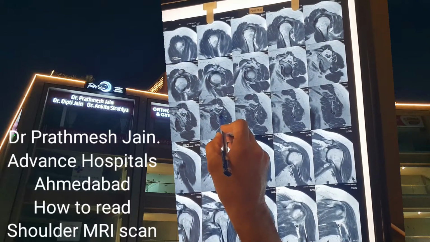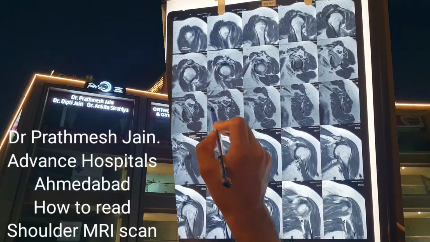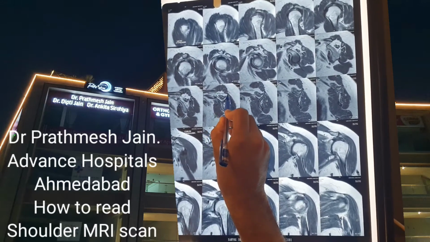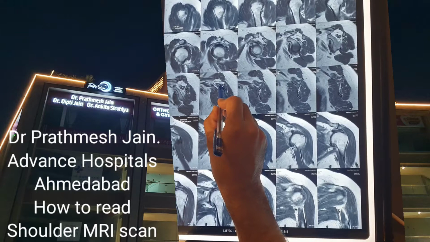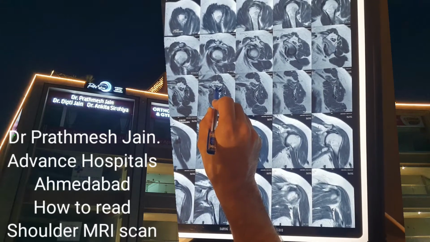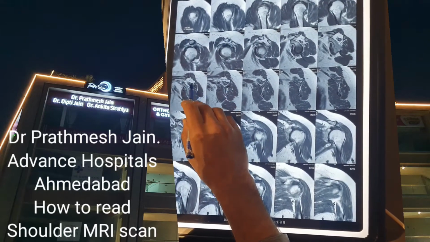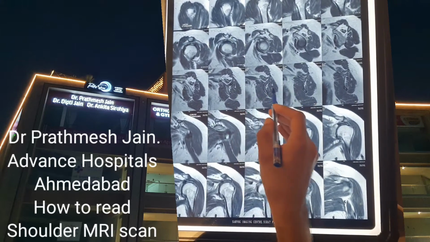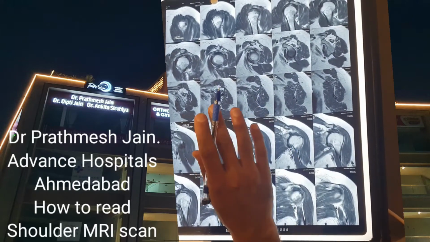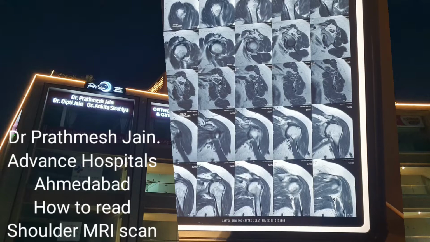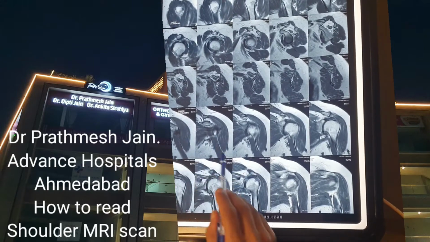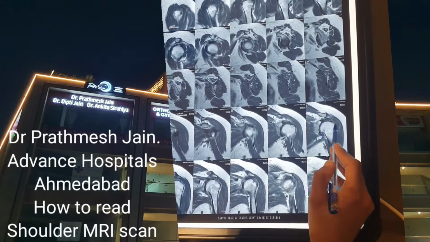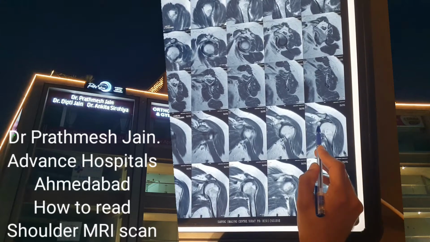This is the coracoid, the spine of the scapula, and this is the scapular body. If you join these two, and the muscle bulk is less than that line, it is suggestive of significant fatty degeneration. So it's not there. A little bit of fatty degeneration is there in the supraspinatus and a little bit in the infraspinatus, but not significant. Now in the sagittal view, you can appreciate the humeral head and glenoid.